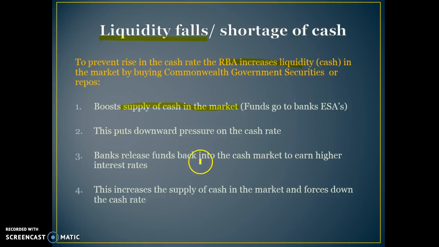This puts downward pressure on the cash rate. The bank then releases funds back into the cash market to earn a higher interest rate. So in other words, instead of keeping them in their exchange settlement accounts, because they don't want to keep that extra money they now have in their exchange settlement accounts, because that will mean that they don't get as high a rate of interest. So if liquidity falls, the RBA will buy securities off the banks, give the banks more money. That will help to release pressure on the cash rate and bring the cash rate back down. Whenever they buy securities off the banks, that will force down the cash rate.